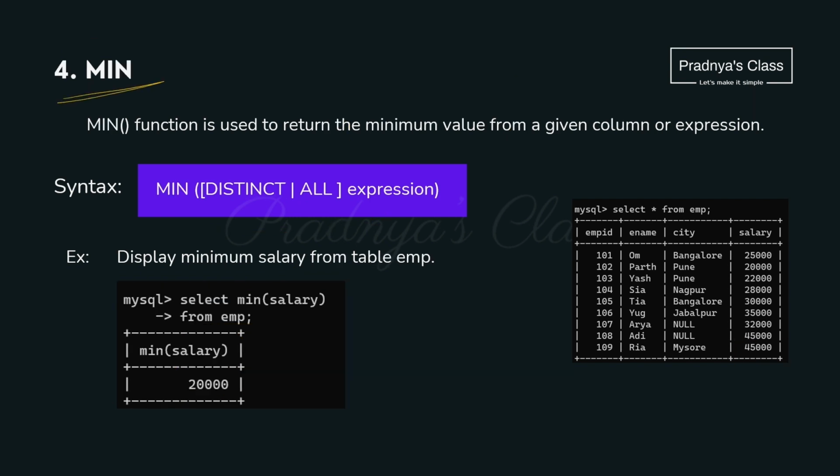Fourth function is min. From the name itself we know it will calculate the minimum value. Syntax is similar. Look at one query. Select minimum of salary from employee. We are getting 20,000. As we can see, 20,000 is the minimum of all.